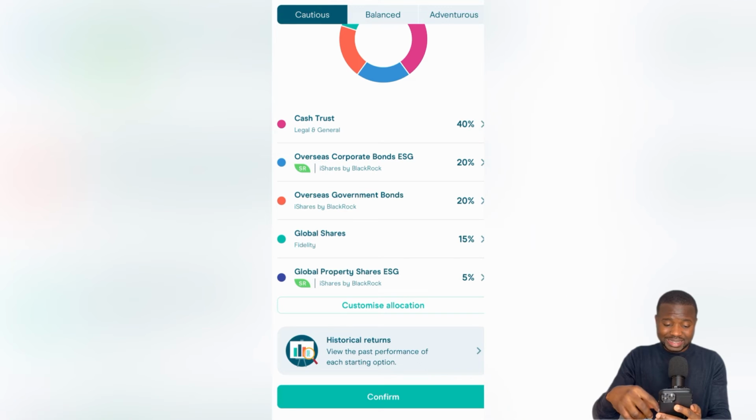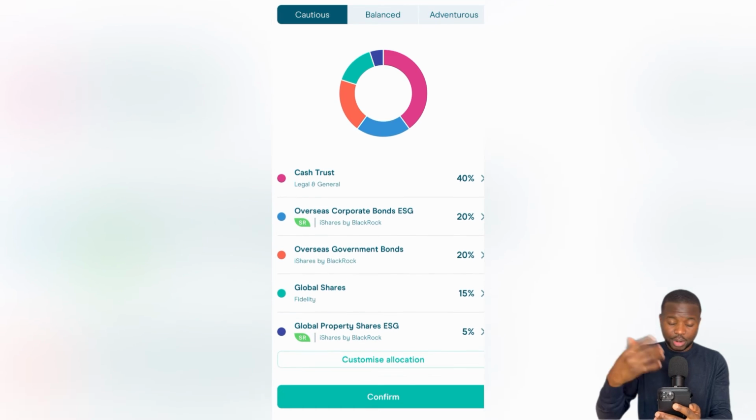And only 20% is in shares, which is global shares and then global property shares. No, that's not an option I would go for. But of course, that's my view.